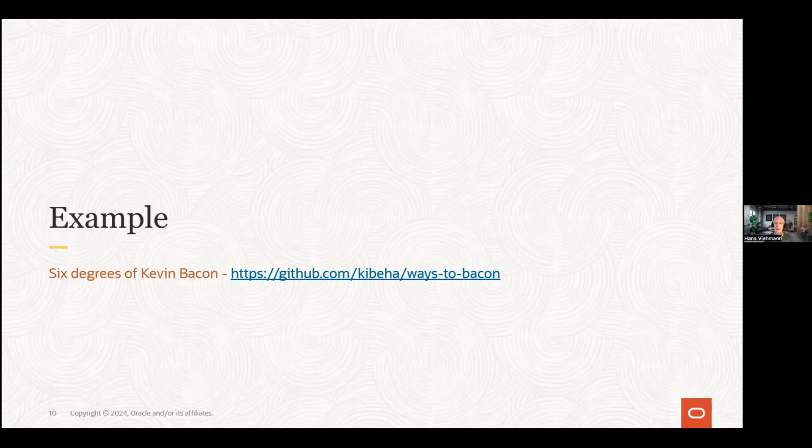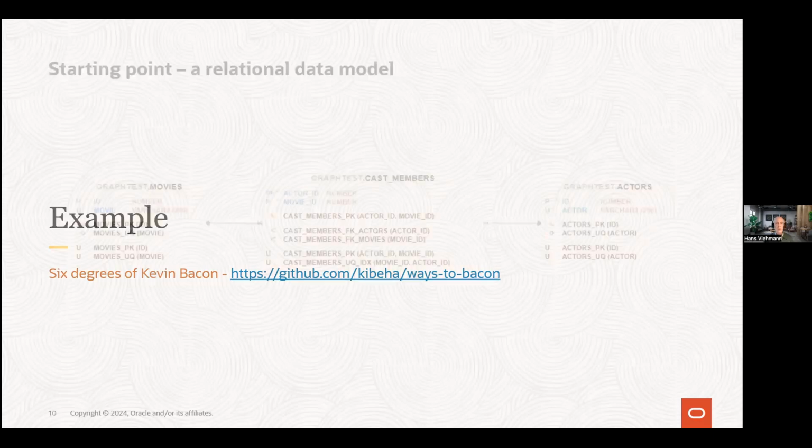But the key thing is it is about actors who have been on the same cast of a movie with other actors, who in turn have been on the same cast with other actors, who in turn have been on the cast with other actors and so forth. And you're looking at these indirect relationships. What I mean is based on a data model which looks like this.